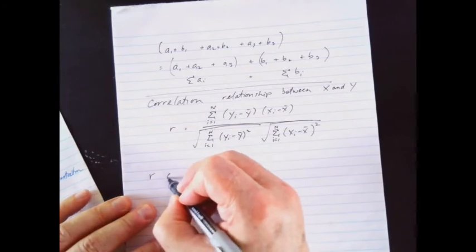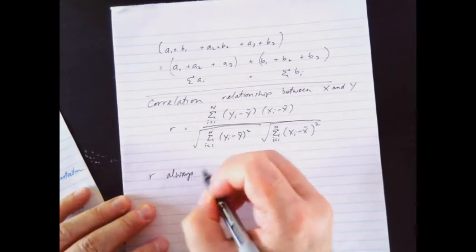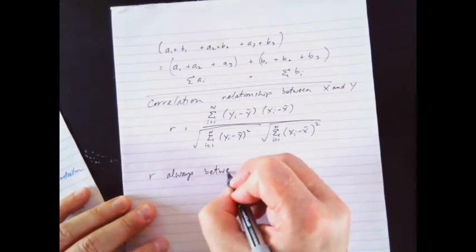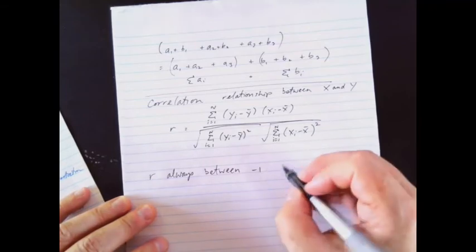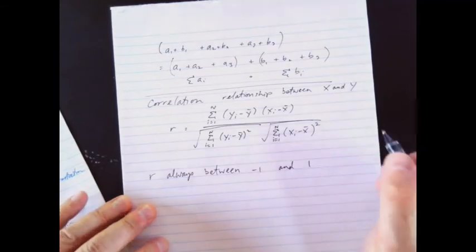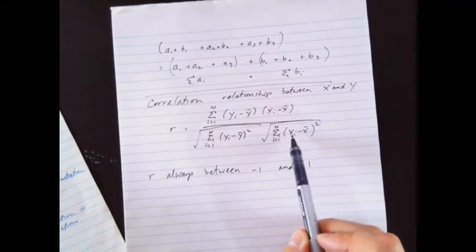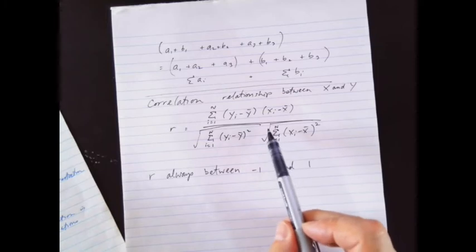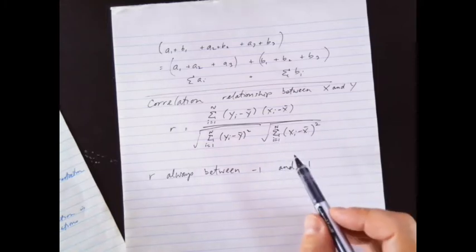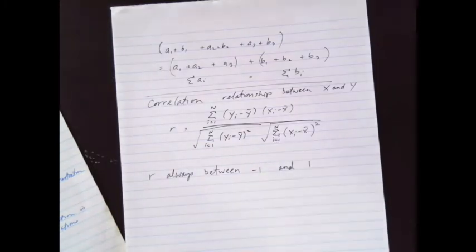So r is always between -1 and 1. This looks like the standard deviation. In fact, it is, except we don't have the 1 over n minus 1 term in front of each one.